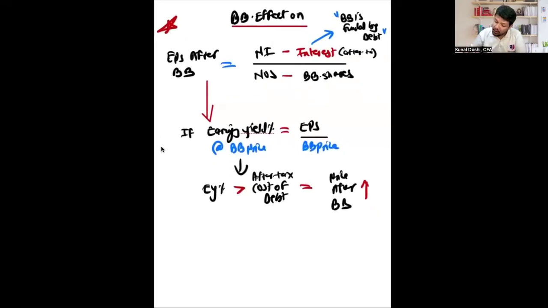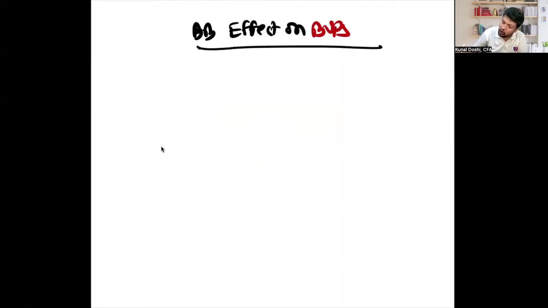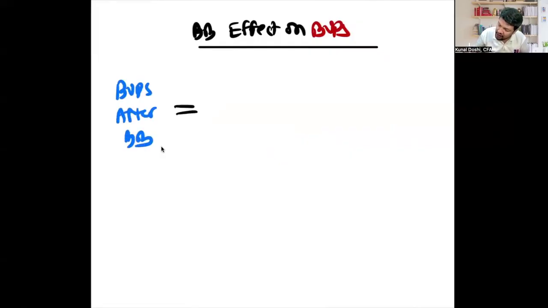Remember in earnings, what we did here? In case of earnings, we wrote this formula: net income minus interest over number of shares, right? Now, if I want to understand the impact of buyback on book value per share, likewise, what we did for EPS after buyback, now I write book value per share after buyback. First of all, book value per share is book value over number of shares, same like earnings per share.